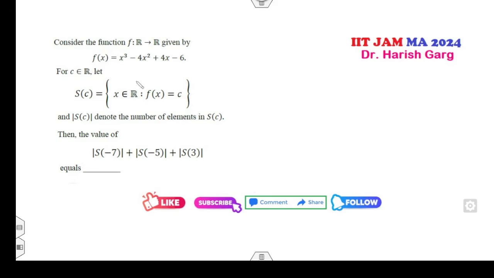Okay, look at the function f of x. S of c is the collection of all those x such that f of x is equal to c. S c is the number of elements, that is, the cardinality. Then the value of this one. Again, firstly let's take the case c equal to -7. Then your f will be x cube minus 4x square plus 4x. That number is -7. So I can put it on the left hand side, it's plus 7 equals 0.